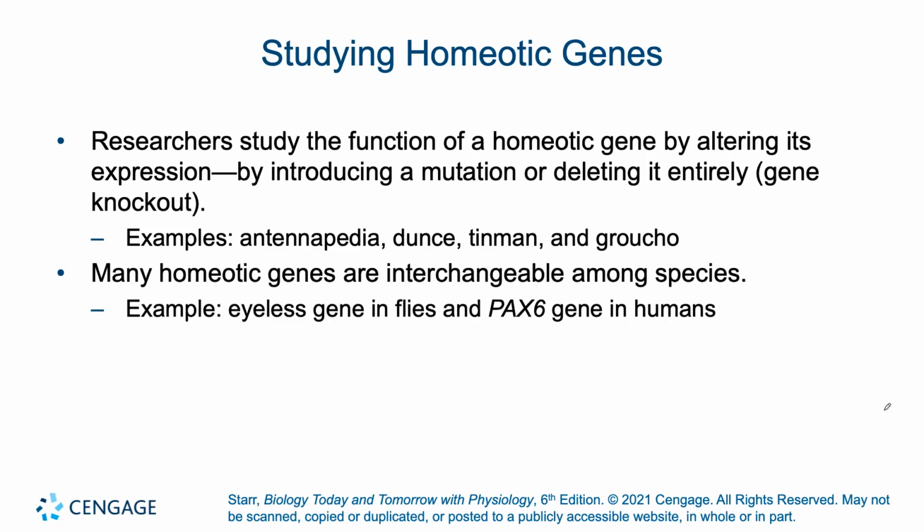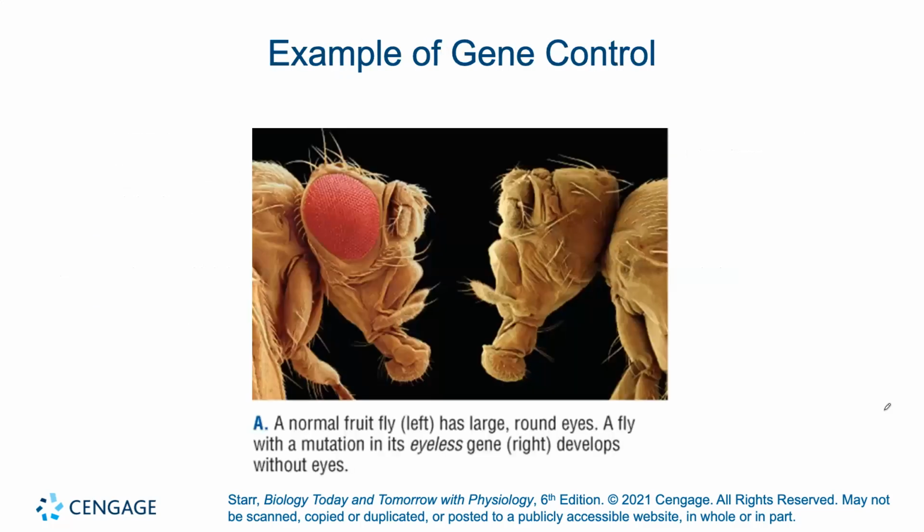A lot of homeotic genes can be interchangeable between species. Okay. Example, PAX6 in humans is the eyeless gene in flies, right? And what you're seeing here is a normal fruit fly on the left with round eyes. A fly with a mutation in its PAX6 gene, its eyeless gene, develops without any eyes. Okay, so obviously that gene is way, way high up on the cascade of events that leads to the production of an eye. Okay, so it's very important that you understand that there's a sequence of events that leads to control, right? So there's a first gene, then there's a second set of genes and a third set of genes, and so on and so forth.